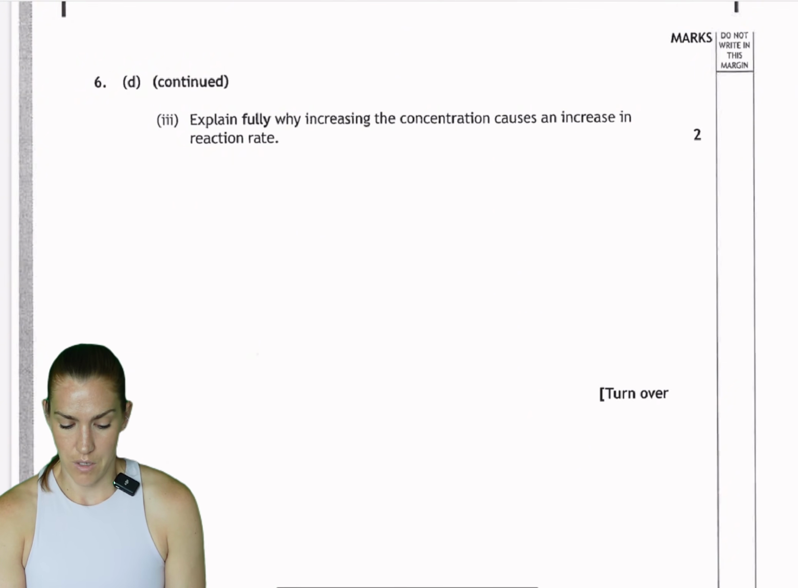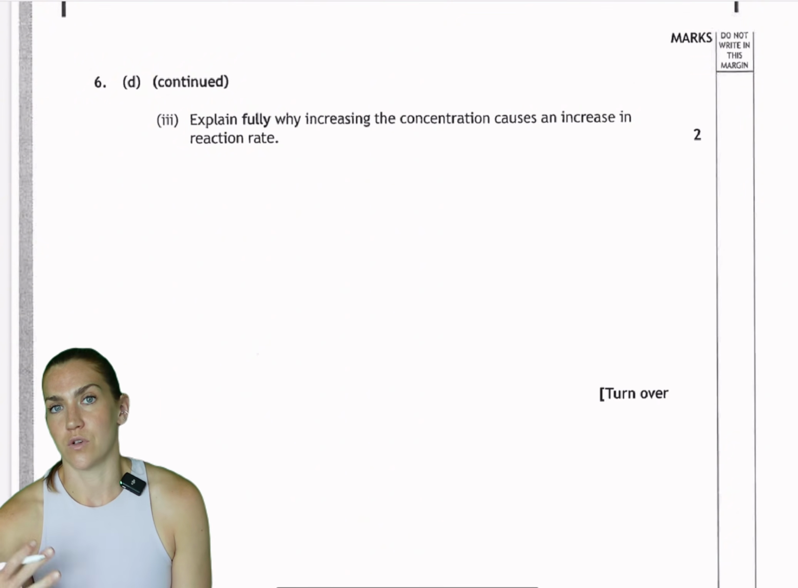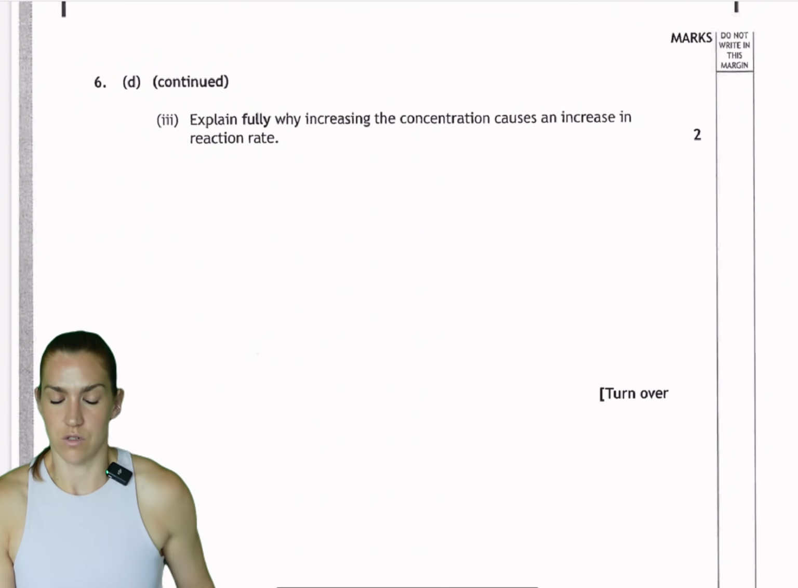And then part 3, explain fully why increasing the concentration causes an increase in reaction rate. So if you're increasing the concentration, it means you've got a higher number of particles available for collisions. Therefore, you're going to have an increased number of successful collisions. So the rate's going to increase.